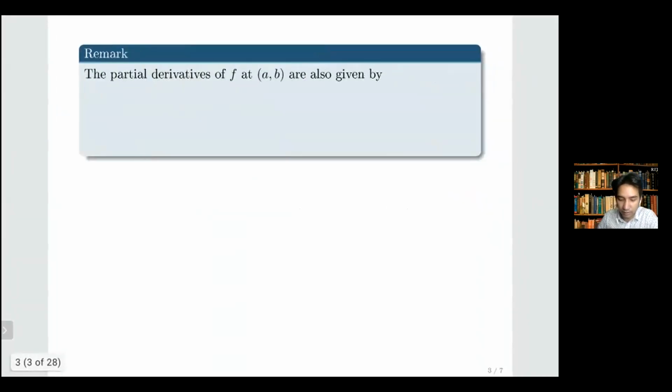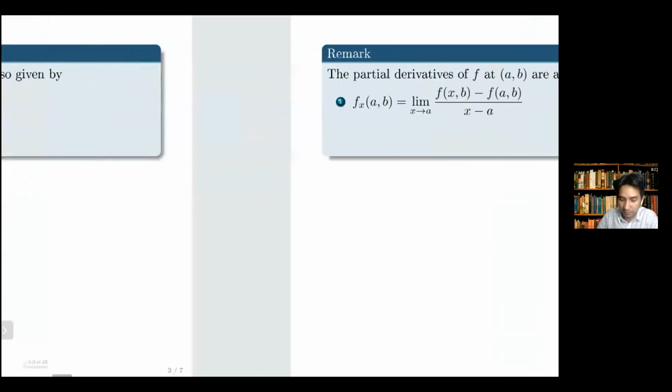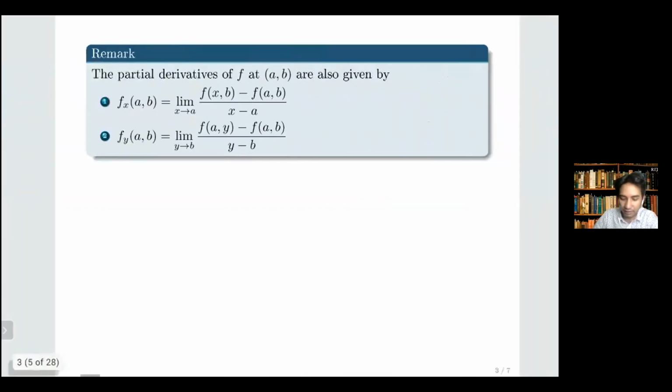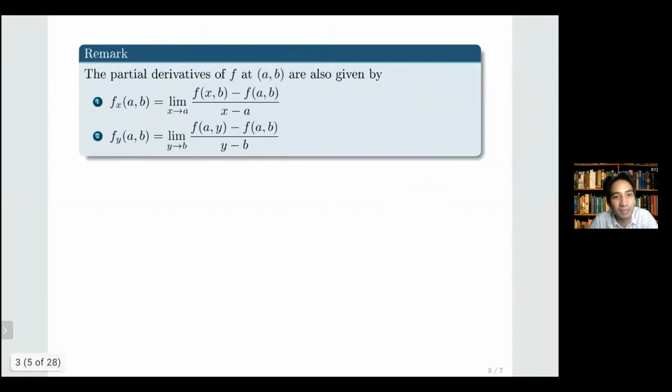All right. So as a remark, yung partial derivatives natin of f evaluated at AB, these are also given by the following limit. So for example, the partial derivative of f with respect to x, if you evaluate it at AB, this is equal to the limit of this expression. I will discuss later kung bakit equivalent yan dun sa nakita na natin before. And then we also have something similar.